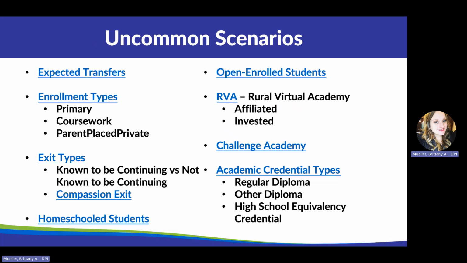RVA, Rural Virtual Academy. If you have RVA students, please be aware of what type of 6603 contract you have. Are you affiliated or are you invested? This is going to determine whether the RVA reports your students to WISEdata or whether you report your students to WISEdata. Most often, the home district, the resident district is going to report RVA students themselves. RVA will communicate with you, their attendance, their classes, all of that good stuff, but you are most likely going to be responsible for reporting them to WISEdata. But it does depend on your contract, so if you aren't sure, check if you're invested or affiliated.